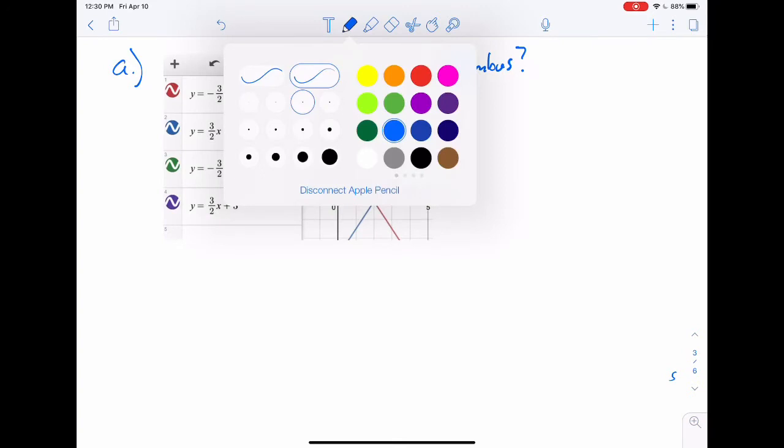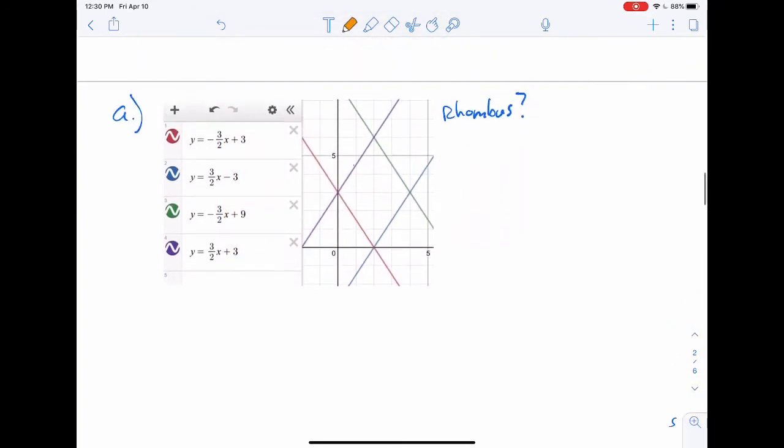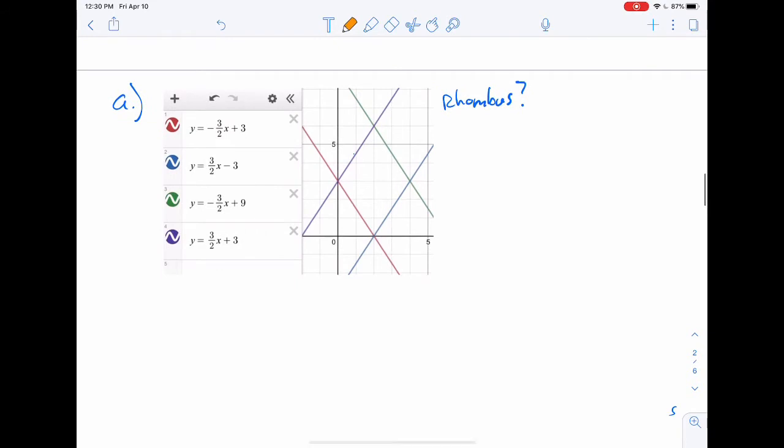So how can we prove those sides are congruent on a graph? Well, we can simply use the distance formula between the 2 points, or we can draw slope triangles and use the Pythagorean theorem. So if we do that, we can draw a triangle like this with a height of 3 and a width of 2. And by doing the Pythagorean theorem, we get 3 squared plus 2 squared equals this squared.